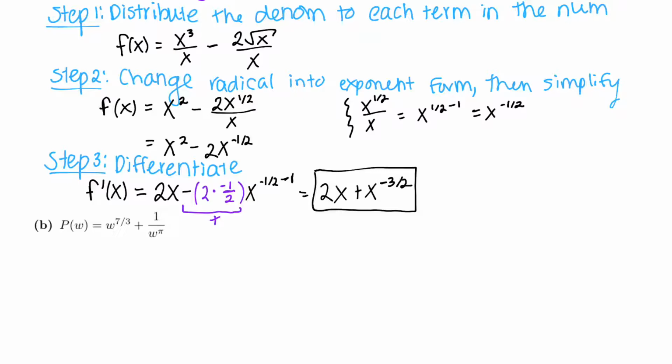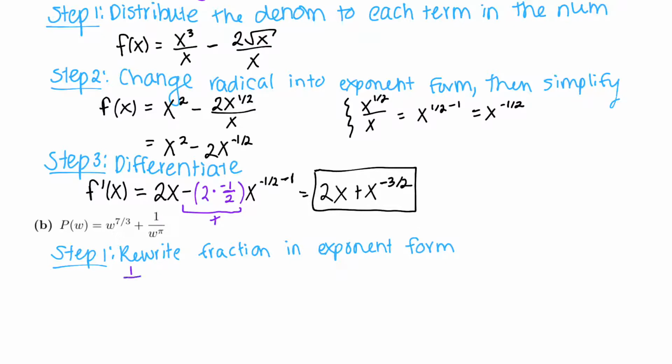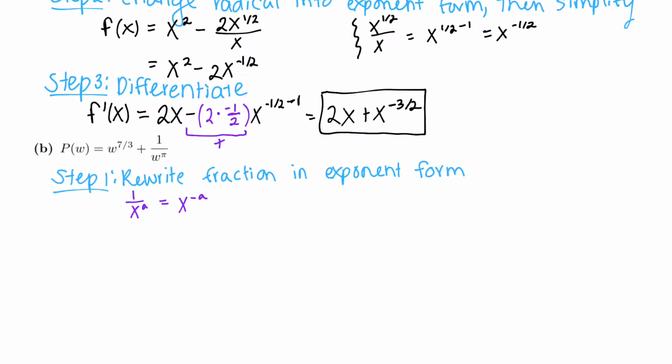So with this last example, same idea. We are going to first start by rewriting it because we have a fraction here and we want to rewrite fractions before we differentiate them. So we want to rewrite fractions or radicals, but in this case a fraction, in exponent form. Here's something to note. If you have 1 over x to the a, this is the same thing as x to the negative a, one of our exponent rules.